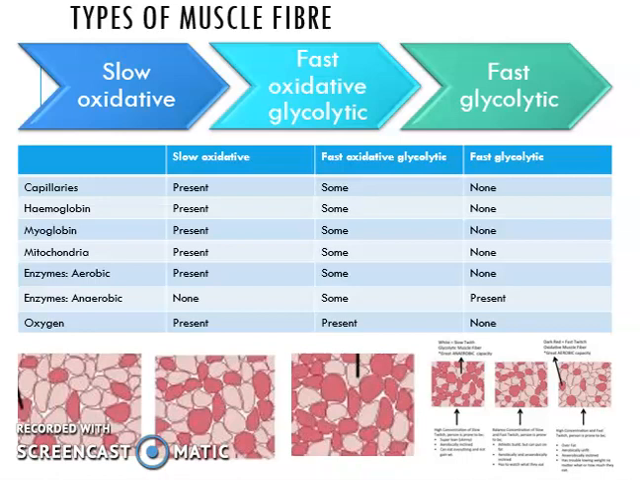Fast oxidative glycolytic muscle fibers work both aerobically and anaerobically, meaning that they will have a medium fatigue resistance as they have a constant supply of oxygen but can also build up lactic acid. Lastly, your muscle fibers contain different amounts of myosin ATPase.